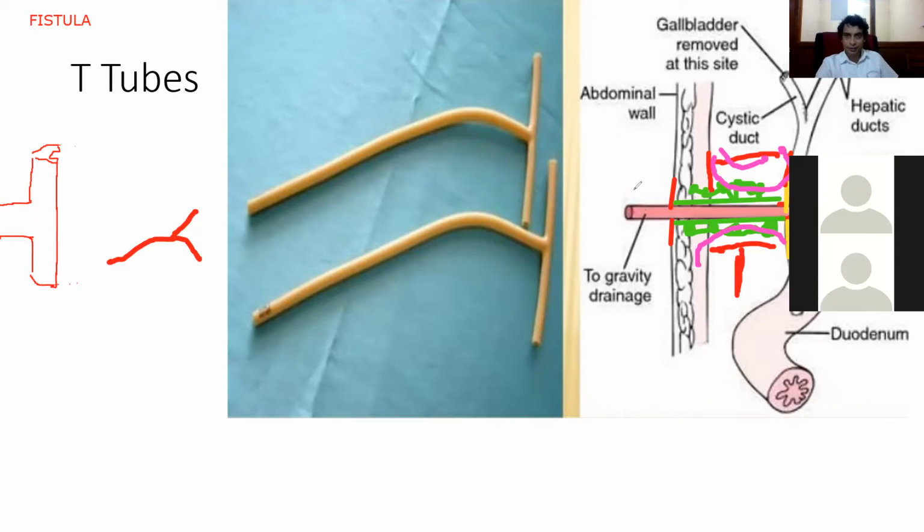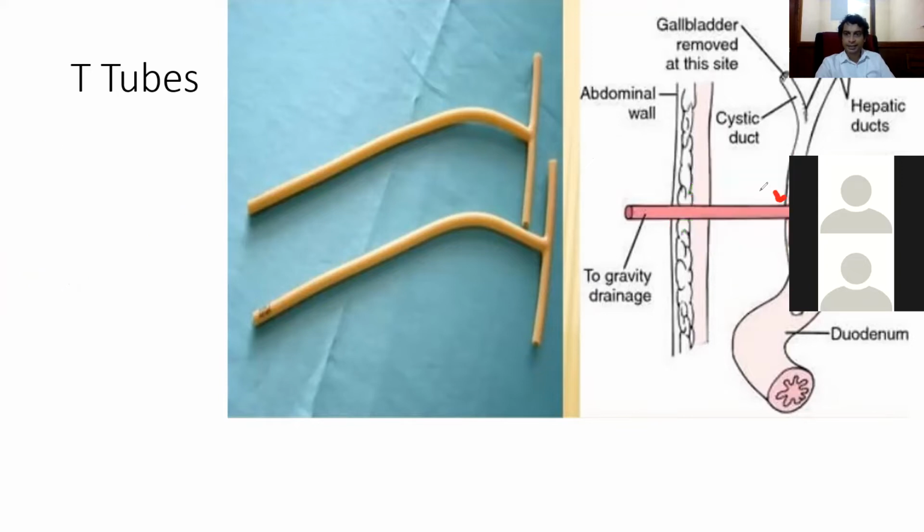And then from here to here, right, and from here to here, you get this whole area lined by granulation tissue, right? This whole area gets lined by granulation tissue. So what have you created when you keep a T-tube for a week or two? A fistula. Yeah, we have created a fistula. We have created a path connecting two epithelial surfaces that is lined by granulation tissue. Then it's safe to pull the tube out, right?